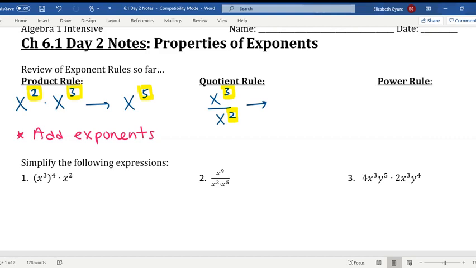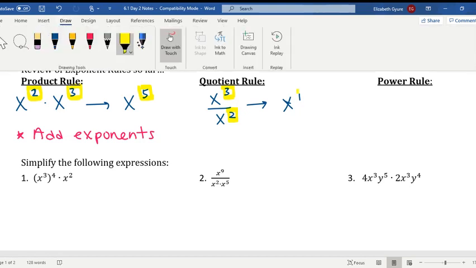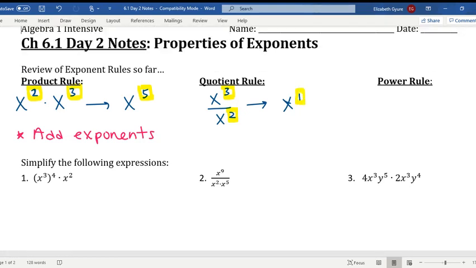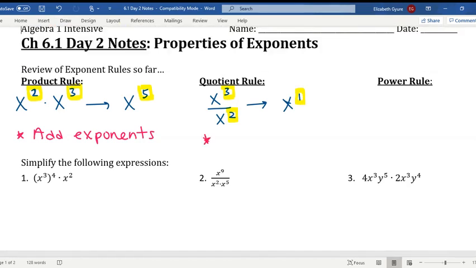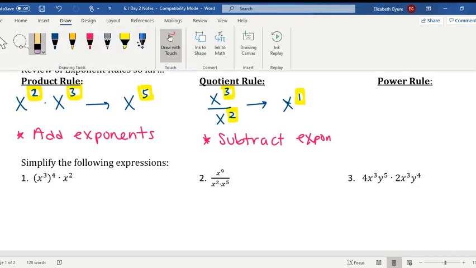See how they're stacked one on top of the other? So the little way to remember this is stack them and subtract them. And you always do the bigger number minus the smaller number. So 3 minus 2 is 1. So this would be x to the 1. So our rule here is to subtract the exponents. Well, I can't really fit in exponents there, so I'm just going to put exp.